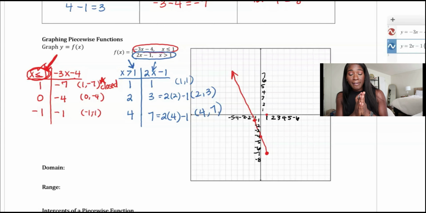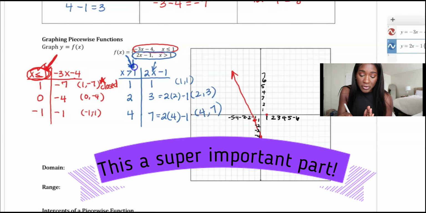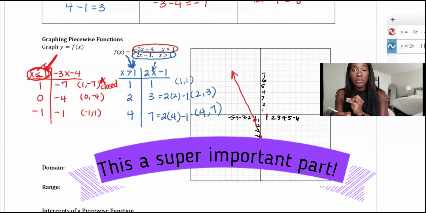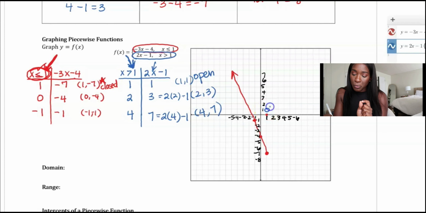But remember, we have to be careful with the point that we got from the restriction. That says x is greater than 1. 1 is not included in the second piece because there's no or equal to. So that point 1, 1, we will plot it, but it will be open. The openness signifies that it is not included. It's included in the red piece. It's not included in the blue piece.